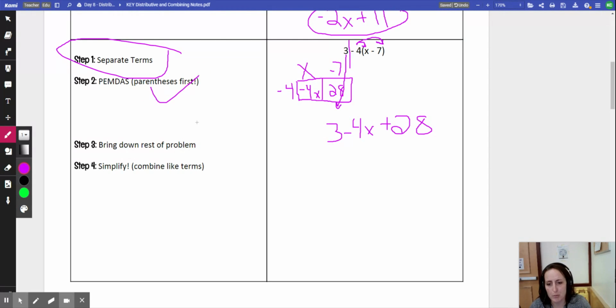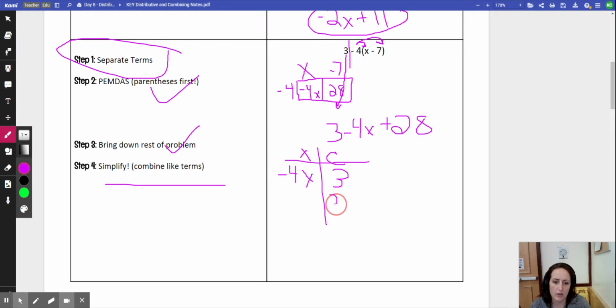So I've done my parentheses, I've brought down the rest of the problem. Now I'm on to combining like terms. Make your t-chart. Again, I have x's and constants. So I've got a constant of 3, an x of -4x, and a constant of 28. Add down, we get -4x, and we have 31, which gives us a final answer of -4x plus 31 as our simplified answer.